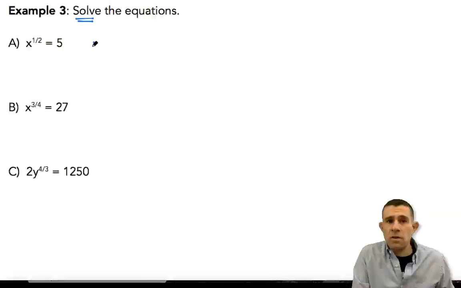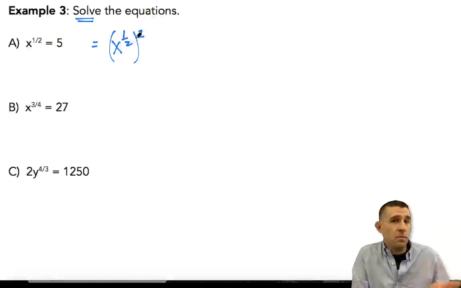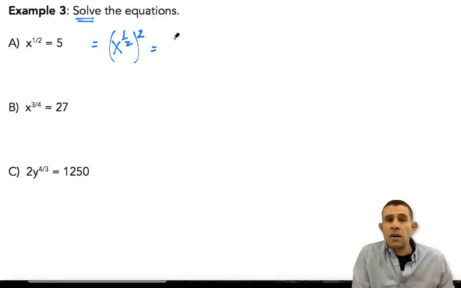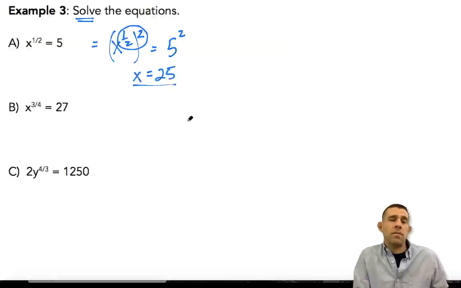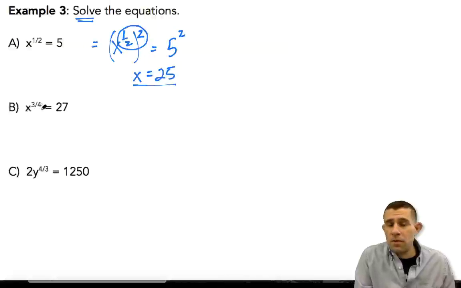Well, in order to undo that power of 1/2, we need to get a power on x to be 1. So we're going to multiply those powers, which means I need to take a power of a power. And so if I take this 1/2 and raise it to the second power, I have to take 5 and raise it to the second power as well. So now these powers will go to 1, so I'll have x by itself, and 5 squared is 25. So x is 25.